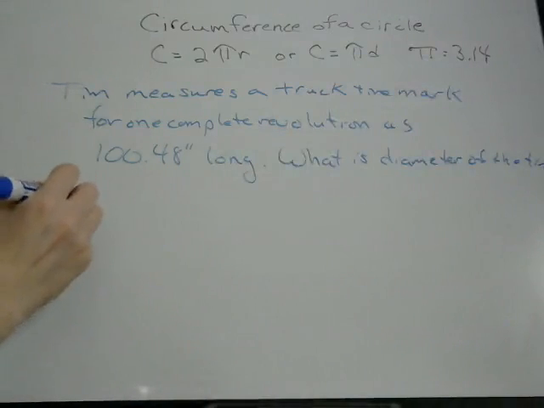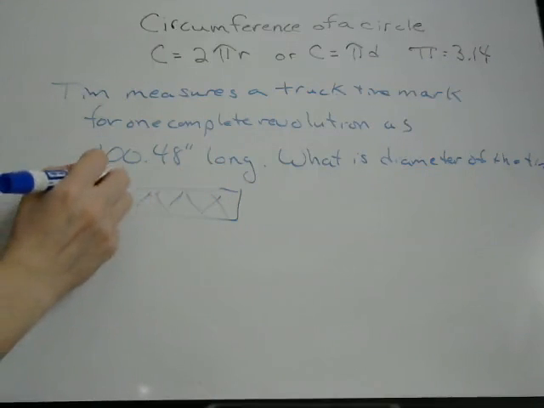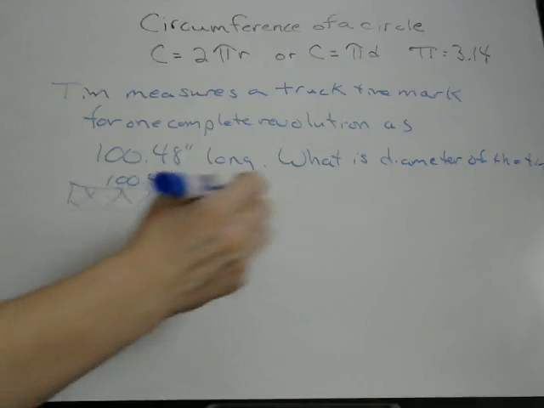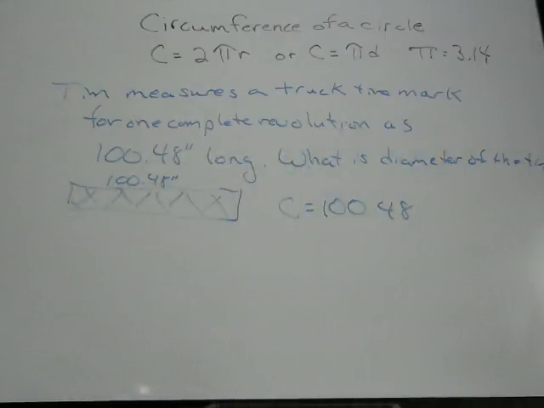So here we have a truck tire mark. He's saying it is 100.48 inches. So this is on the ground. So they want to know what's the diameter of the tire. So if a tire goes across one revolution, that means that that is the circumference of that tire. So they're asking you what is the diameter of the tire if this is the circumference. So again, we have circumference equals 100.48. What's the diameter?